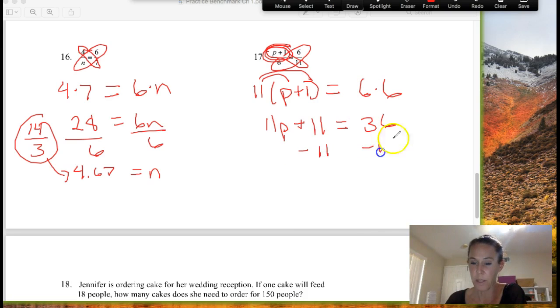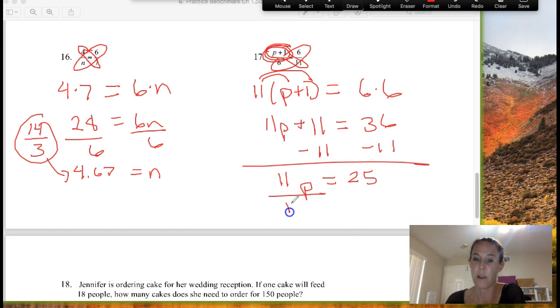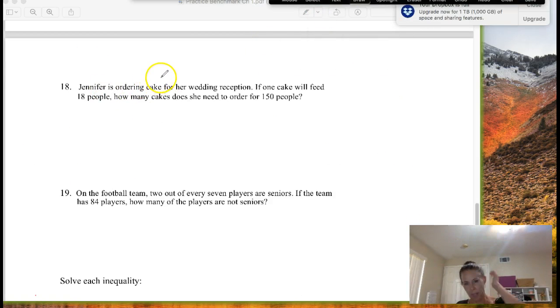Subtract 11 from both sides. You're going to get 11p equals 25. Divide both sides by 11. And then you're going to get p equals 25 over 11. If you want to go ahead and divide that out, it's going to be about 2.27. That's an approximation. Or you can leave it as 25 over 11. Either way, but please be careful. This is multiplied by both these terms. Make sure you distribute.